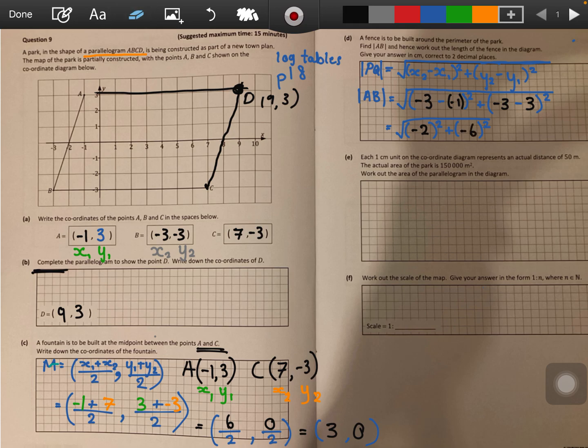Okay, so when I do that out, I'm going to get the square root of 4 plus 36.